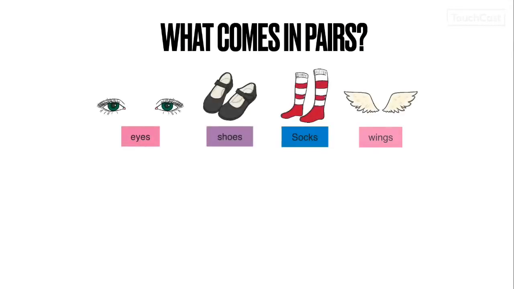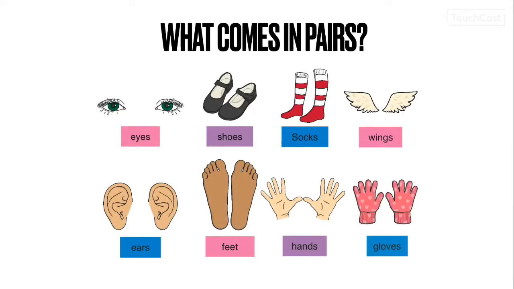Let's see what comes in pairs. All of these are 2. 2 eyes, 2 shoes, 2 socks, 2 wings, ears, feet, and hands and gloves. They all come in twos. That means a pair.